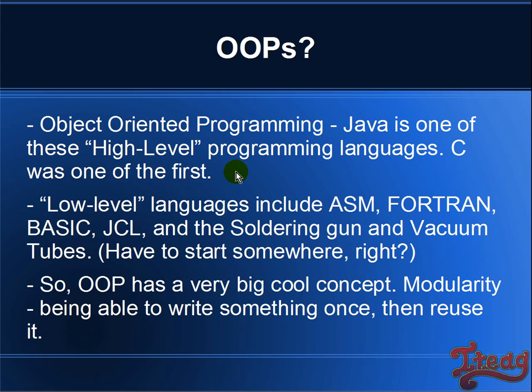Now, low-level languages, in contrast, include assembler. That's where you're actually writing code on the chipset level. Then there was, back in the day, Fortran, Basic, JCL. I guess COBOL was its next level up. And of course, it all comes down to the soldering gun and vacuum tubes. ENIAC, the first really cool computer in existence, used vacuum tubes to do the flow control. Have to start somewhere, right?